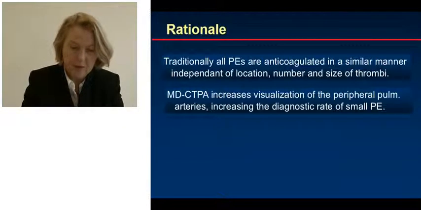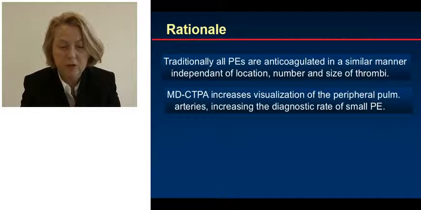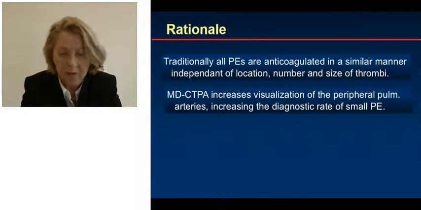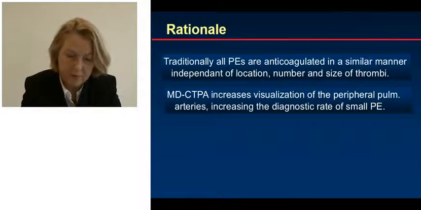I will talk to you about subsegmental and incidental pulmonary emboli, diagnosis and treatment. The rationale for my talk is that traditionally all pulmonary embolism are anticoagulated in a similar manner, independent of location, number and size of thrombi.